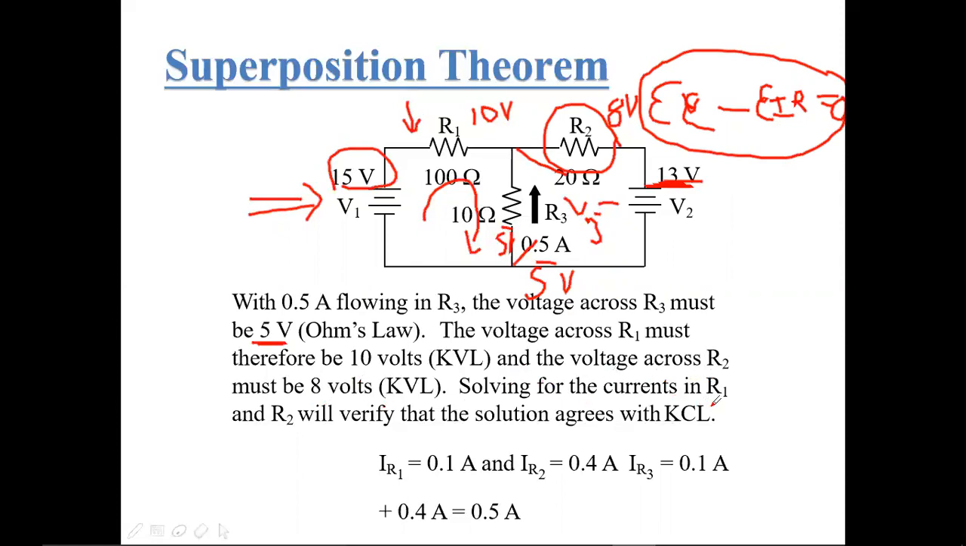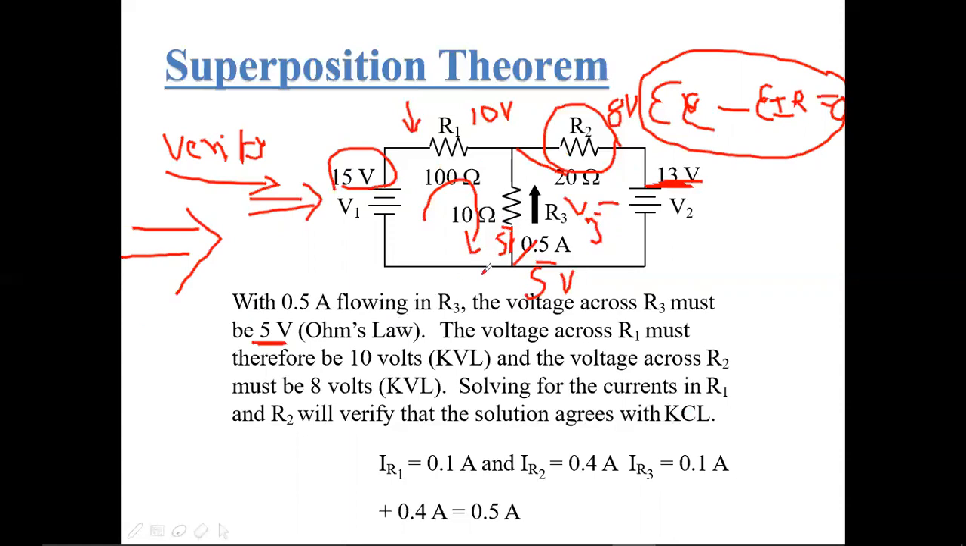Solving for the current in R1 and R2 will verify whether the solution agrees with KCL or not. Let me solve the current here. This is just for checking whether your solution is correct or wrong, for verification purposes only. How are you going to verify? By using this procedure only.